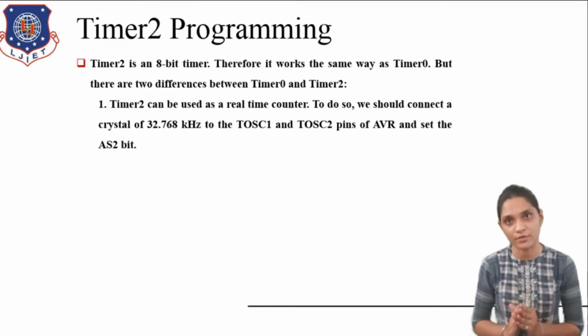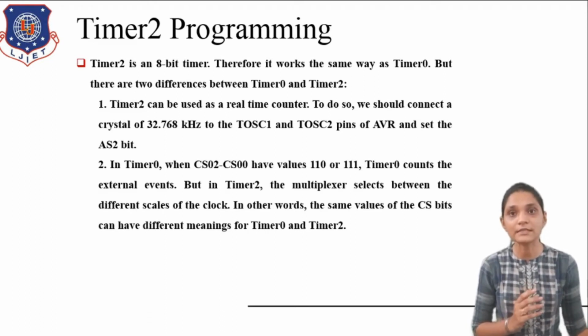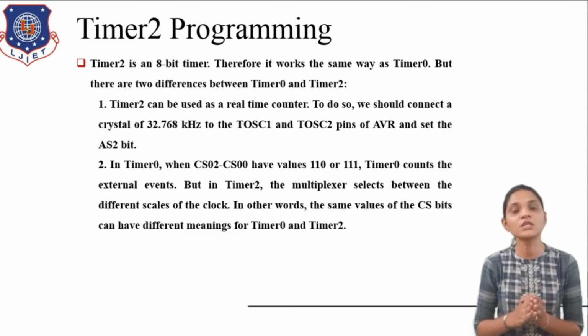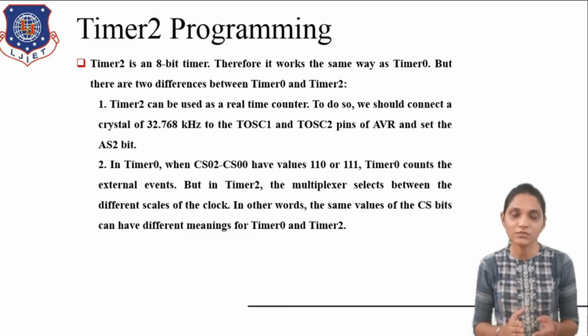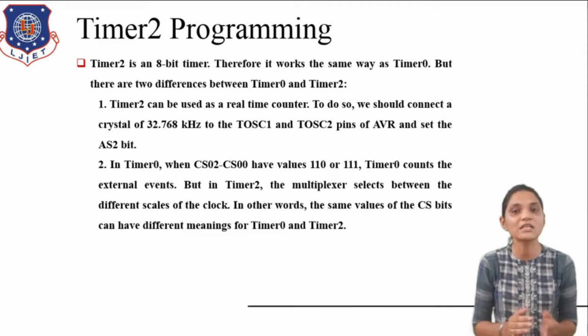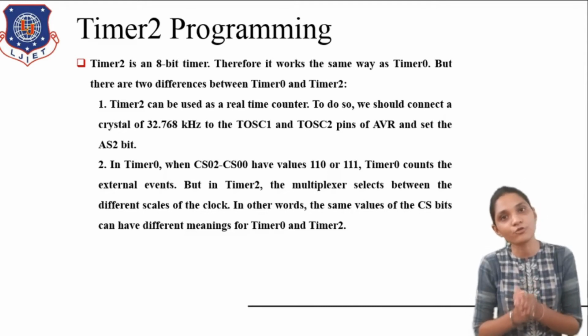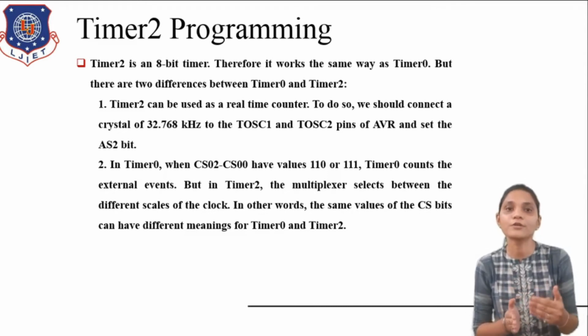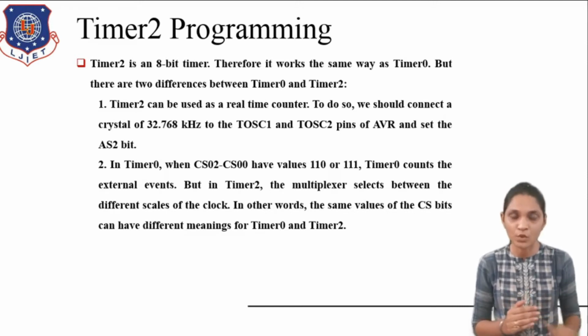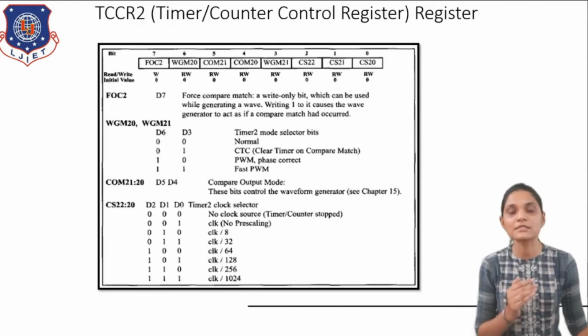32.768 kilohertz frequency. And the second difference is that in timer 0, when CS02 to CS00 have the values 110 or 111, timer 0 counts the external events. But for timer 2, the multiplexer selects between the different scales of the clocks. In other words, the same value of the CS bits in timer 0 has a different meaning for timer 2. So if we consider this, it is like this.